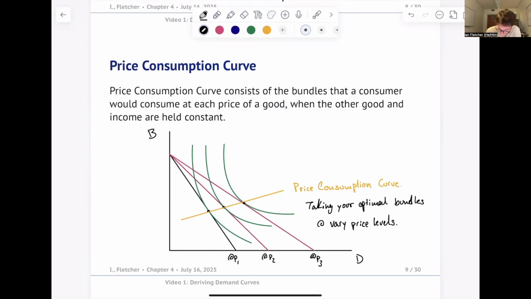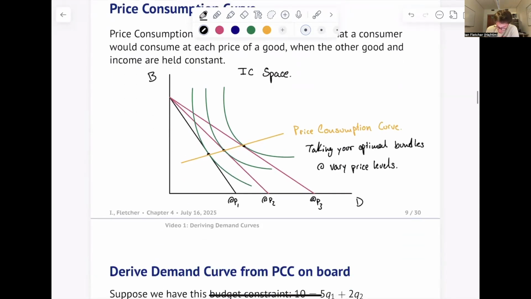this is an indifference curve space, right? So if this is, sorry, not ICC, just indifference curve space, we can then take these because again, each of these are going to give us quantity demanded of B1, B2, B3, and D1, D2, D3.